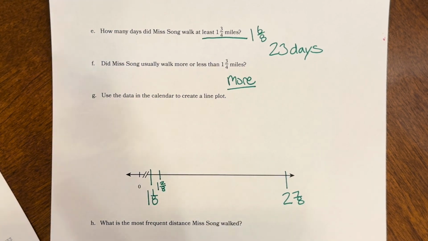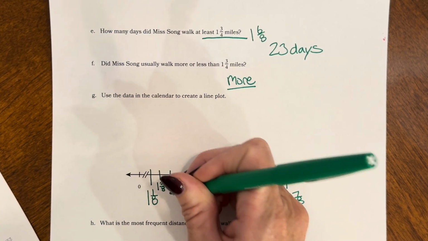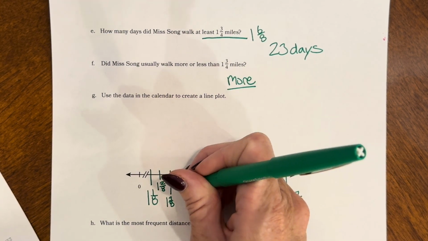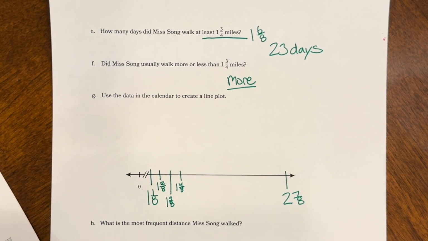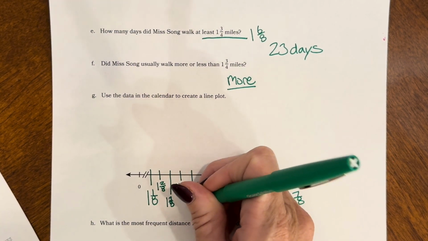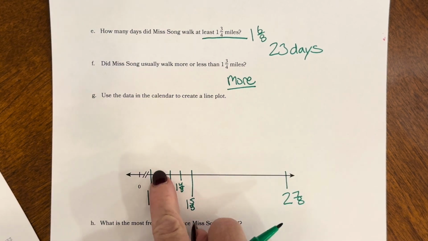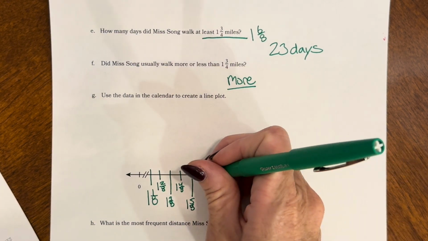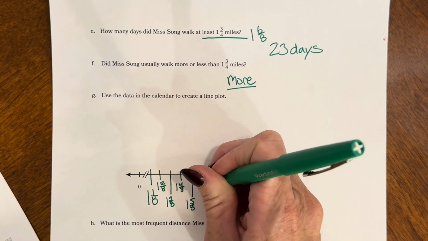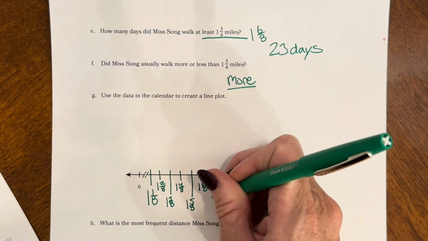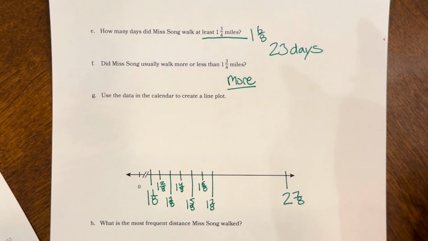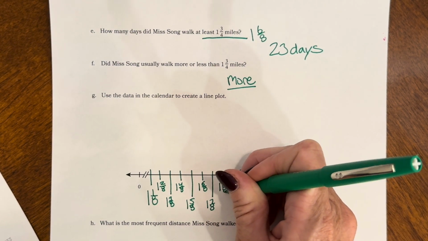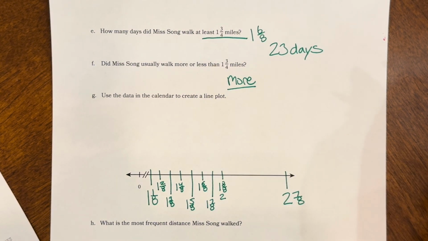It's going to be 1 2/8. And then I might do my line down here so I have room to write it. 1 3/8. 1 4/8. 1 5/8. And notice I kind of stagger my lines so I can write my number. 1 6/8. 1 7/8. And 1 8/8, which is the same as 2.